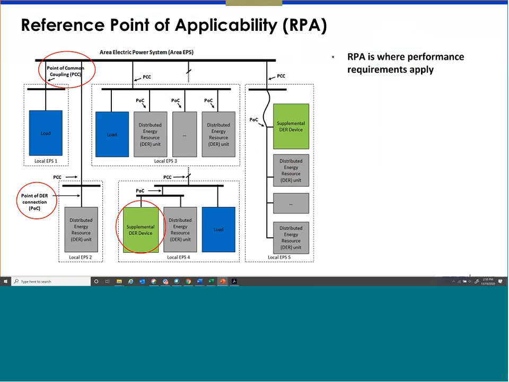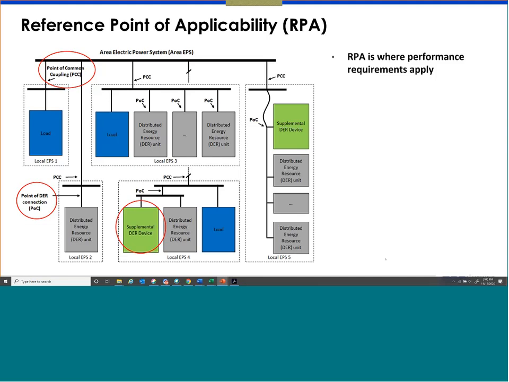The other point that I mentioned before, and I think one of the questions was there, RPA, the reference point of applicability. In the new standard, there are a lot of requirements like ride-through, volt-var, power factor, which depend on which location you are asking it to be implemented. So it was not like the older standard, where you respond to the frequency and voltage, and they're pretty much the same. Not much dependency.